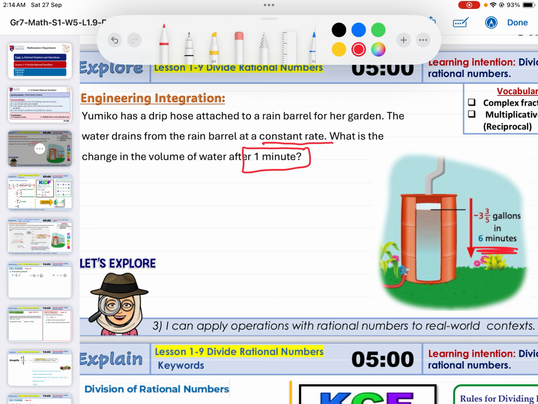So remember, whenever you go from big number to small number, the operation that you're going to use is definitely division. Okay, so keep that in mind. Whenever you're going from big to small per minute, per any unit, a second, and so on, you are going to be dividing. So I'm going to place my numbers. The first, I have a mixed number, -3 and 3/5 divided by 6. Okay, so let's start.